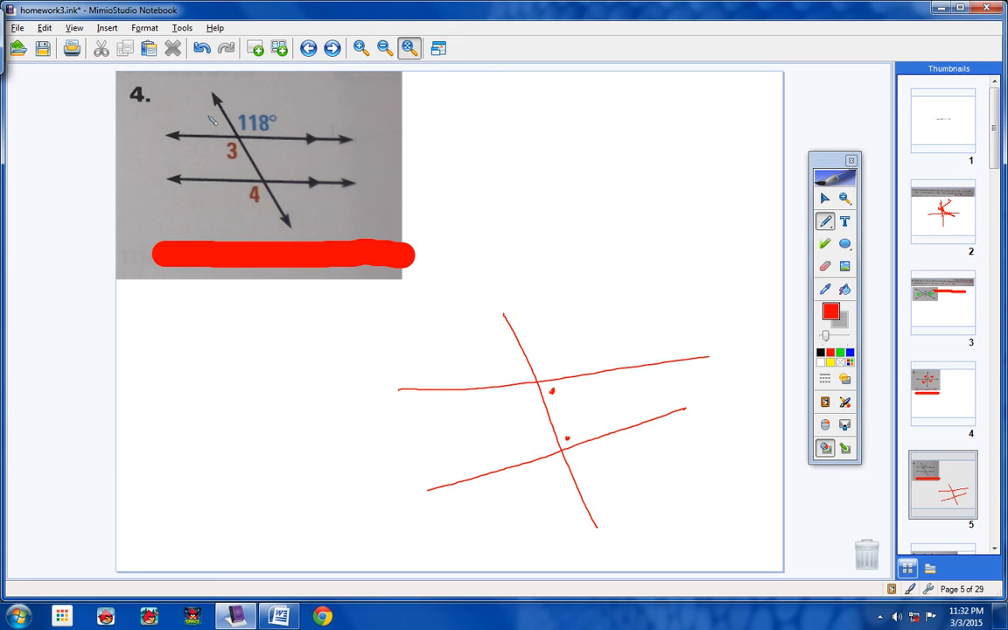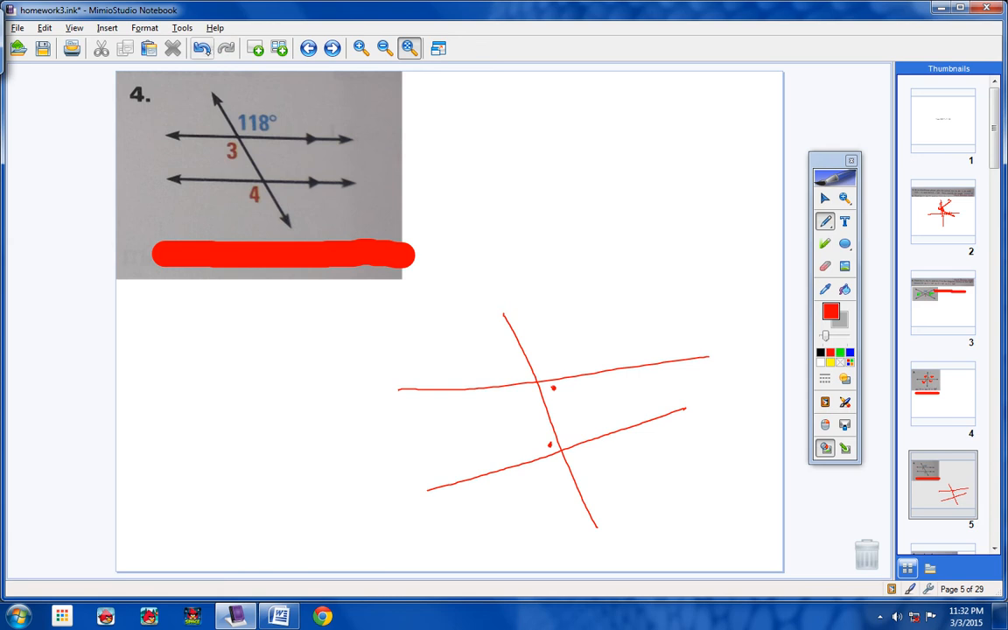I said that wrong and I apologize, guys. I'm so sorry. I know my math well. These are called alternate exterior, those two. And these are called alternate exterior, these two here. Not consecutive, sorry. And these two angles here are called alternate interior. And these two angles here are called alternate interior, okay?